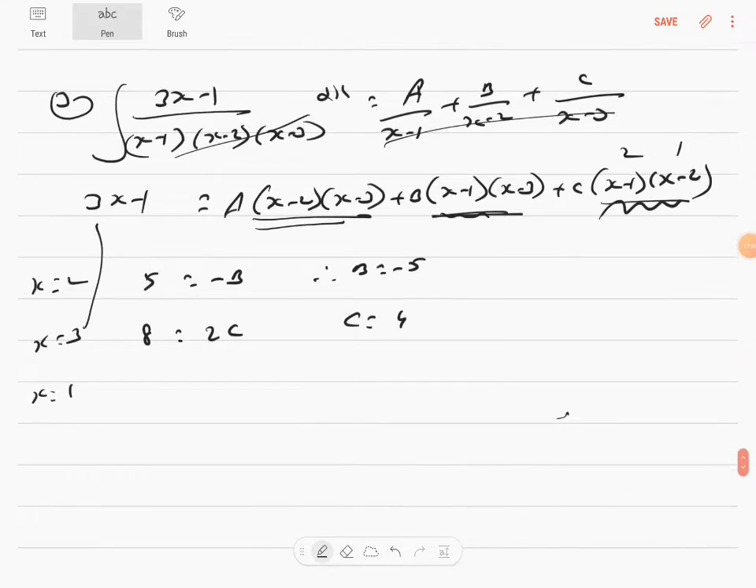Putting x is equal to 1 here, 2 is equal to, this is the only term which will exist, because rest of it will become 0. So a into 1 minus 2 is minus 1, and 1 minus 3 is minus 2, minus 1 times minus 2 is just 2, so a is equal to 1. I hope it's right.